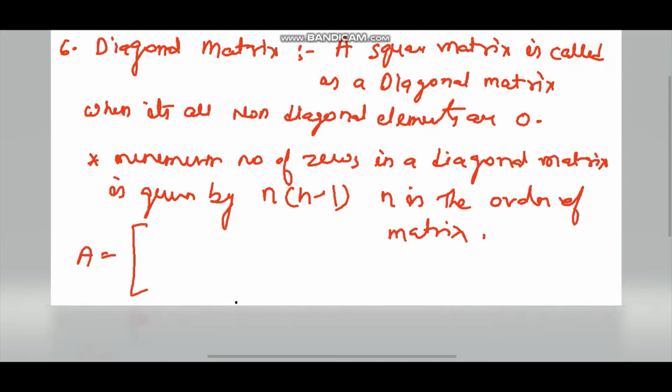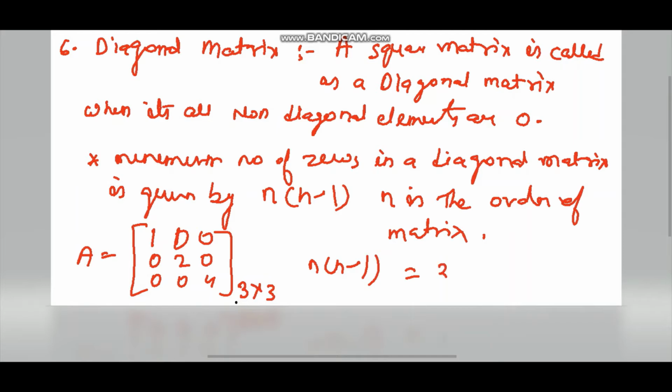For example, we can verify: 1 0 0, 0 2 0, 0 0 4, and it is a 3 by 3 matrix. The minimum number of zeros is n into n minus 1. Its order is 3, so 3 into 3 minus 1, which is 3 into 2 equal to 6. And we can see how many zeros we have: 6. Hence the minimum number of zeros in a diagonal matrix is 6 here.